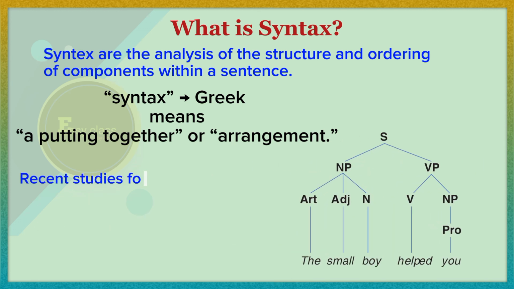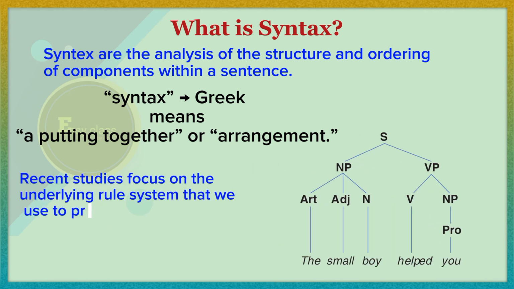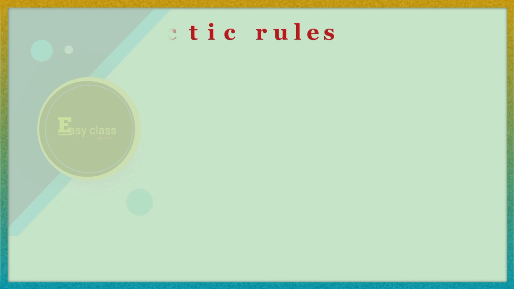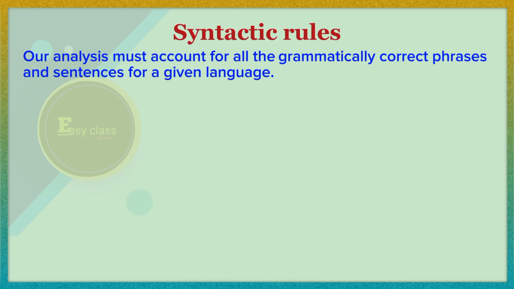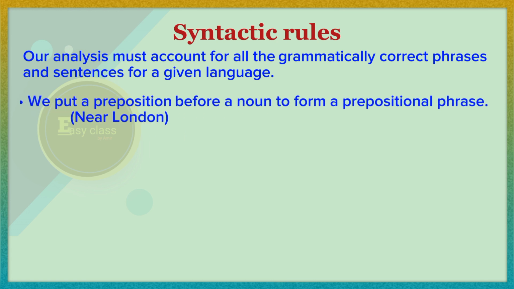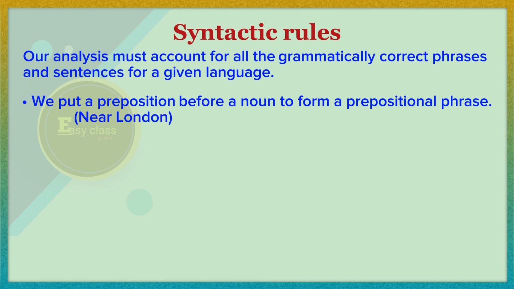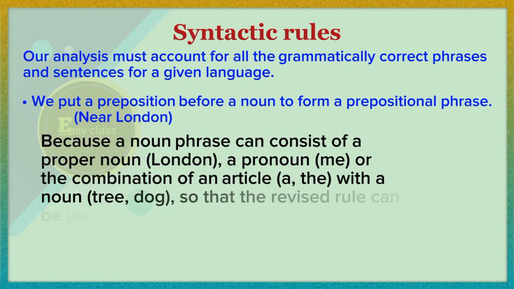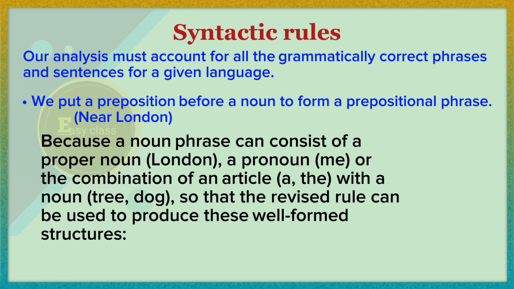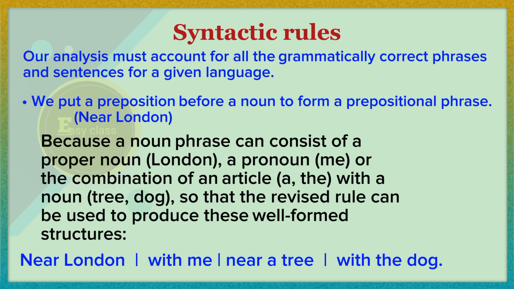In more recent attempts to analyze structure, there has been a greater focus on the underlying rule system that we use to produce or generate sentences. Syntactic rules: our analysis must account for all the grammatically correct phrases and sentences for a given language. We put a preposition, near, before a noun, London, to form a prepositional phrase, near London, because a noun phrase can consist of a proper noun like London, a pronoun such as me, or the combination of an article like a or the with a noun such as tree or dog. Therefore, we can produce well-formed structures such as near London, with me, near a tree, with the dog.